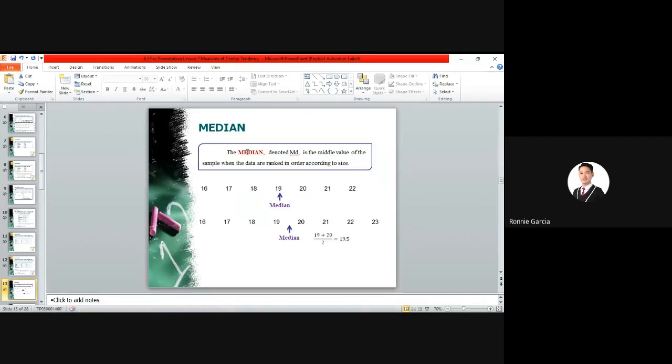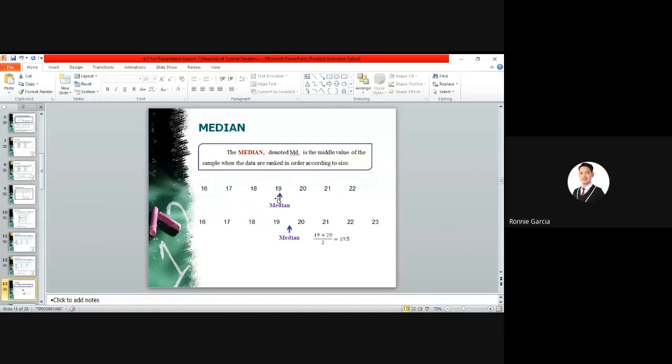But before you can get the middlemost value, you have to rank or arrange the data. It can be from the smallest to the highest or the highest to the lowest. It depends on your convention or your usual arrangement. So it can be ascending or descending order. The important thing is that it is ranked. Anyway, if you reverse the rank, it is still the middle.